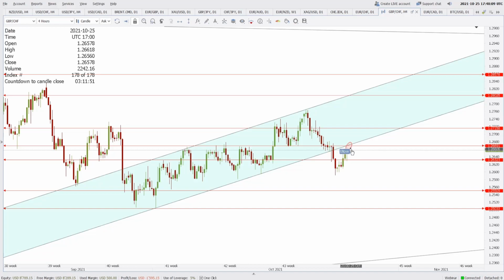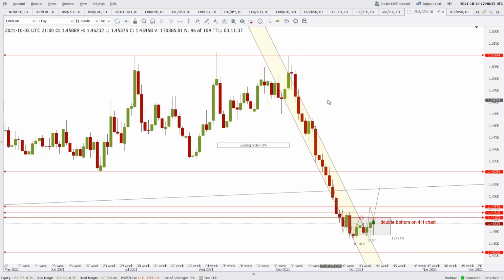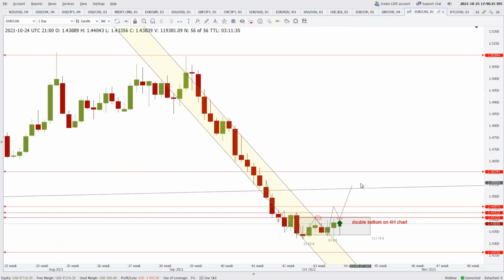So from here the price may be pushed back to 1.2632 and 1.2550 region again. So right now the resistance is actually where the price is trading right now, and the support is 1.2632. Talking about the euro CAD, I'm expecting the price to go up from here because I see a lot of bids coming in here.